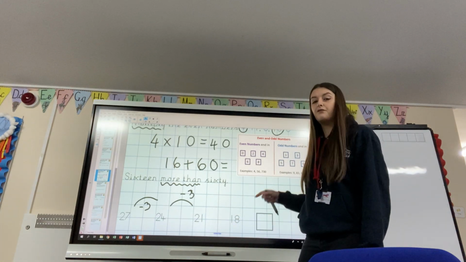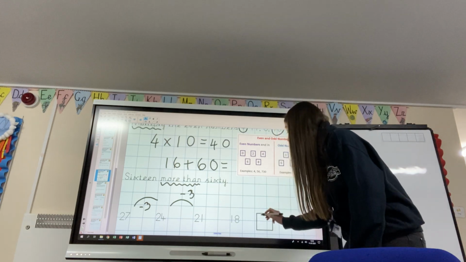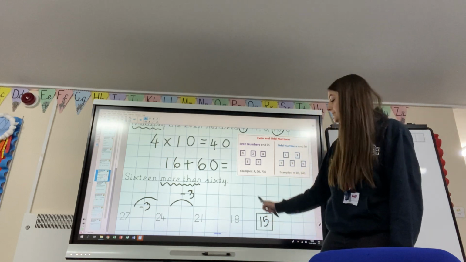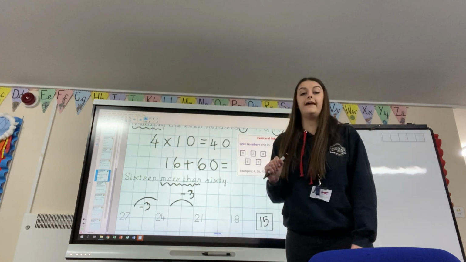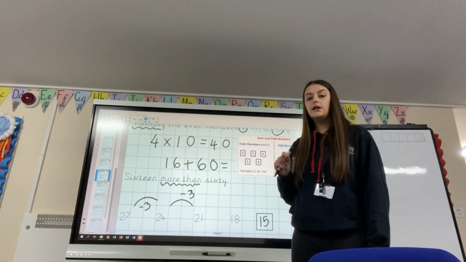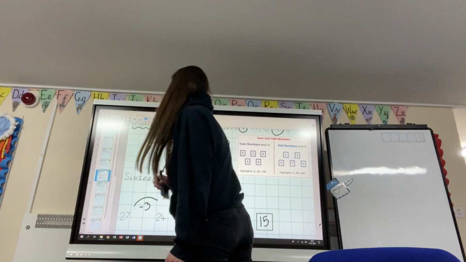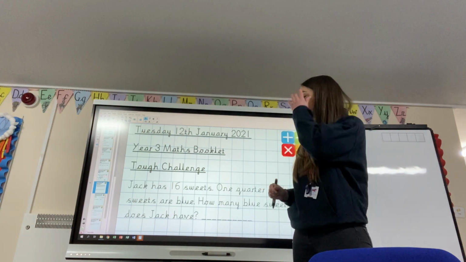Now, if you know your times tables, you will know your 3 times table, it's 15. So if we count on our 3s, look, 15, 18, 21, 24, 27, okay? Now you will have a different times table than me, so really look closely at the numbers you have been given. So moving on then to the last section in your book, we have the tough challenge, okay?